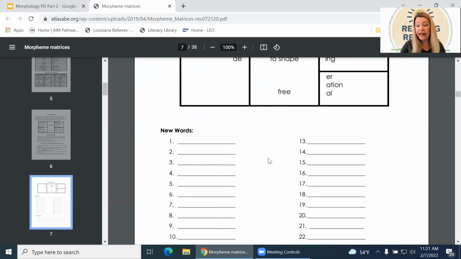And if they can't answer that, if they are working in their pairs, they can ask their partner, do you think it's a word? Why do you think it's a word? What is the new meaning of the word? And then you can talk about why it is or isn't a word after that.